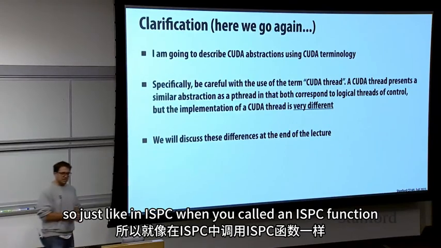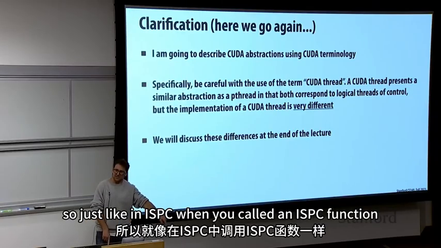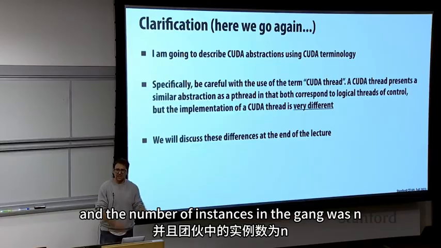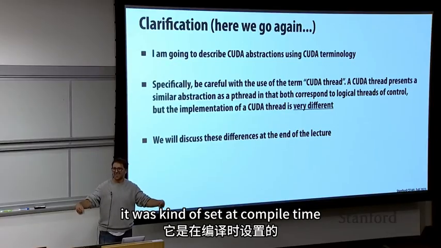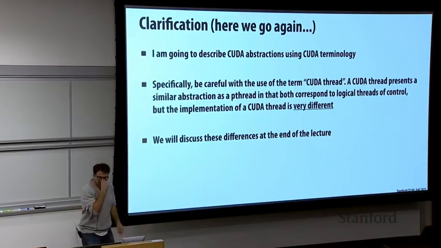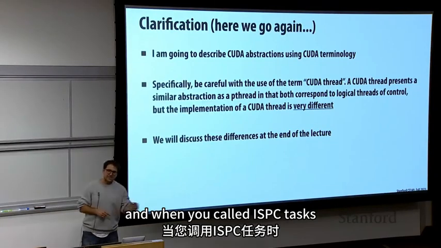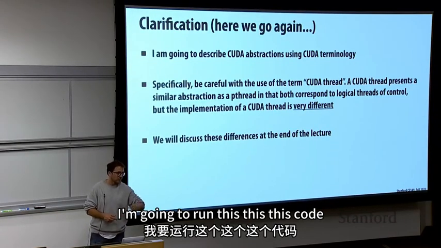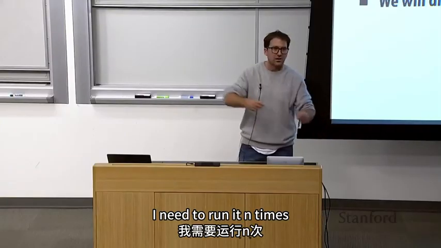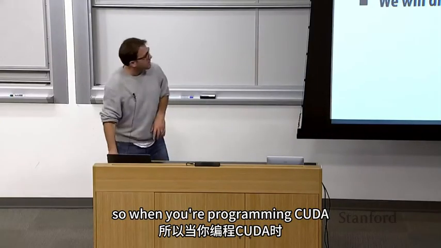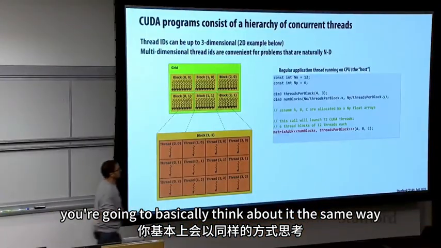So just like in ISPC, when you called an ISPC function, you launched a gang of program instances, and the number of instances in the gang was n. It was set at compile time, usually 8 or something like that. Right? And when you called ISPC tasks, you said I'm going to run this code, and I need to run it n times. Okay. So when you're programming CUDA, you're going to basically think about it the same way.